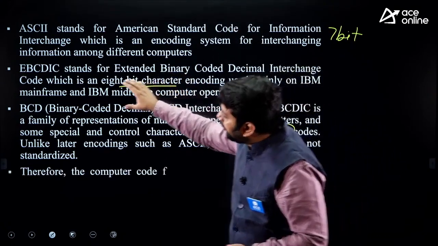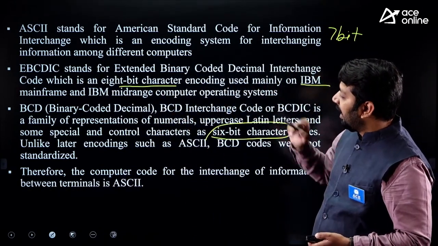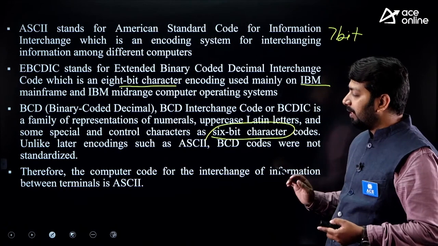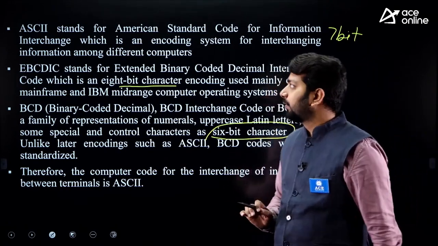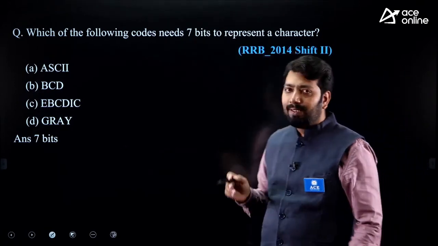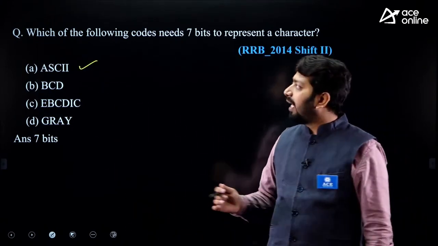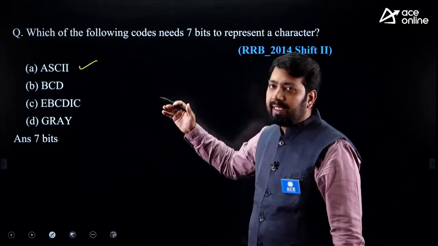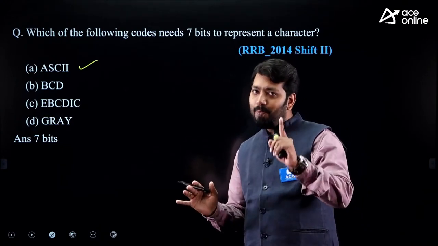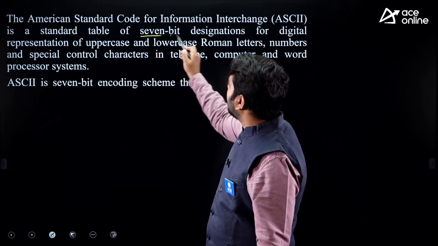And what about EBCDIC? It is only used by IBM, and it is 8-bit. Therefore, the computer code for the interchange of information between terminals is ASCII. Which of the following codes needs 7 bits to represent a character? We just talked about it. Answer is ASCII code. Most of the time, if they are talking about so many coding techniques or information interchange techniques, the answer is, most of the time, not all the time, ASCII. American Standard Code is 7-bit.